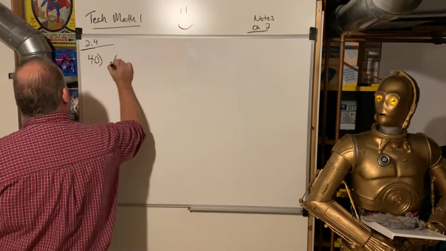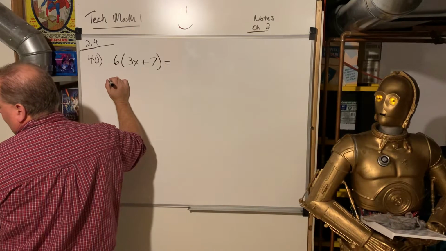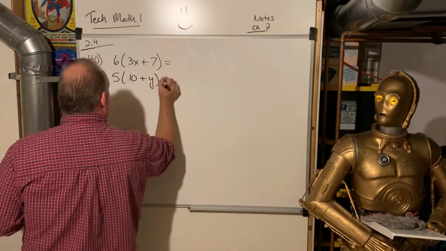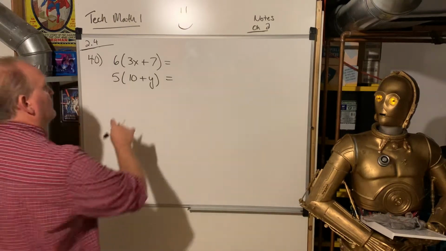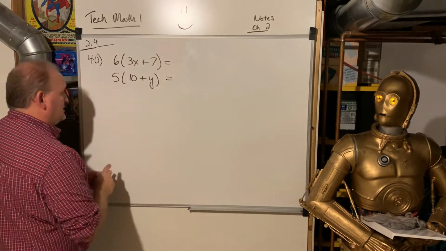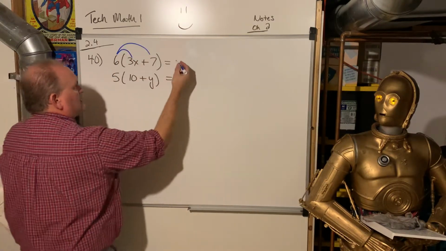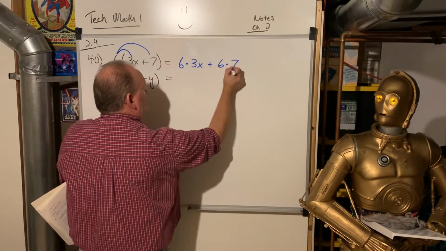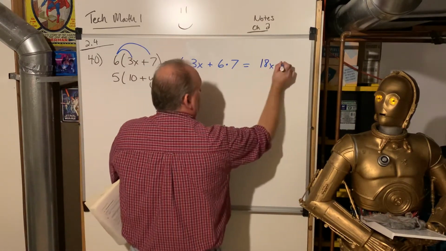So we got 6 times 3x plus 7. And we've got 5 times 10 plus y. And so they want us to do the distributive property. So if you look at this number out front of the parentheses with nothing in between, which means multiply. So I'm going to take 6 times 3x and 6 times 7. So 6 times 3x plus 6 times 7. And then what does that equal? Well, that's going to be 18x plus 42.